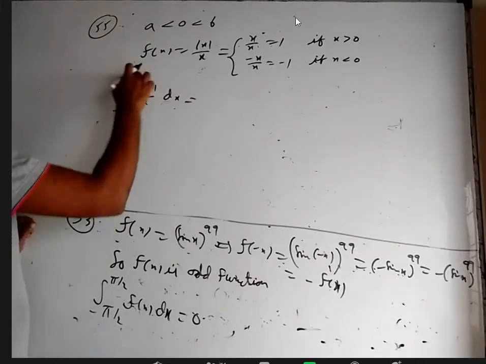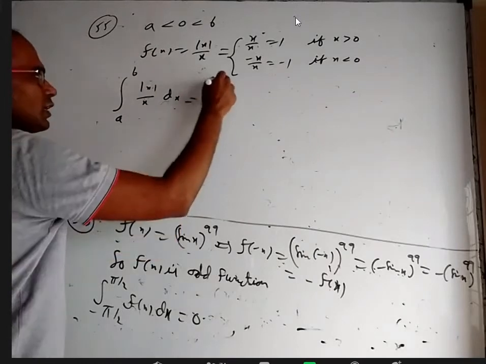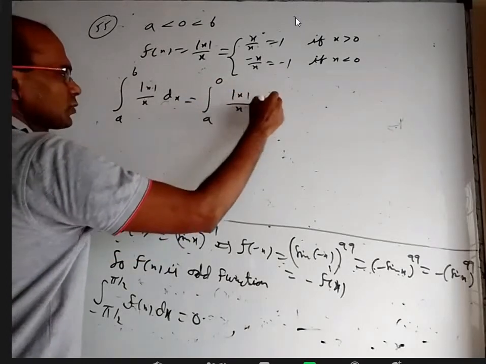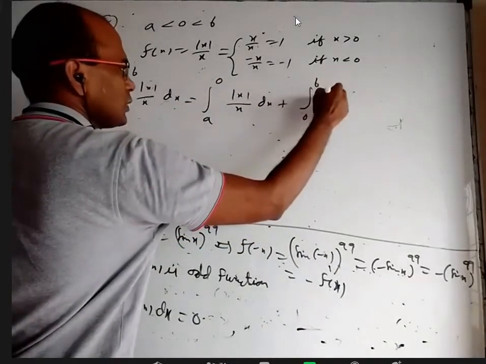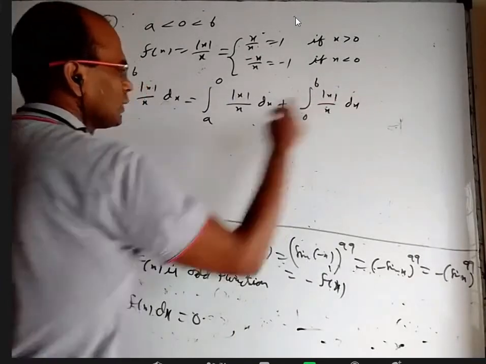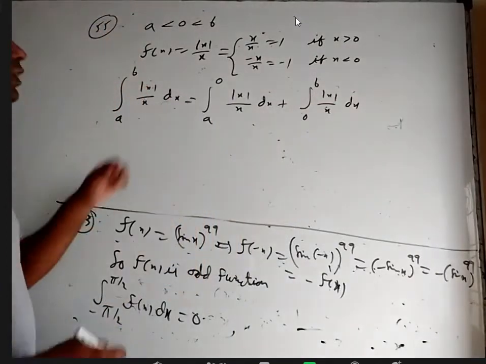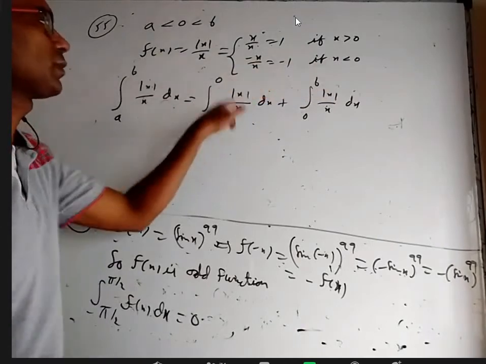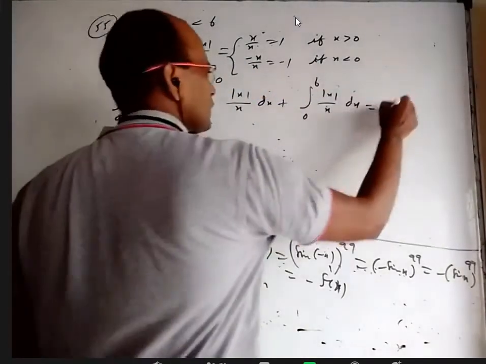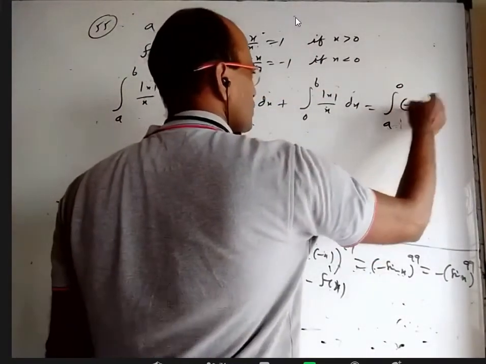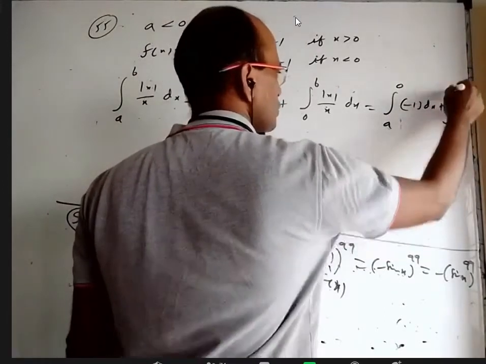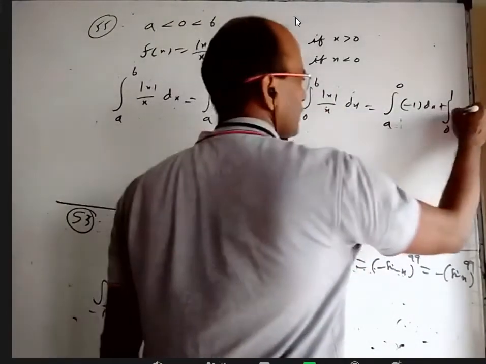So a is negative, b is positive, I have to break at 0. So I'm going to write the integral a to 0 of mod x by x, plus the integral 0 to b of mod x by x. Negative number to 0 means you are covering negative values, and whenever x is negative, f of x is minus 1. So this is going to be the integral a to 0 of minus 1 dx plus the integral 0 to b, this is positive, so it will be 1 dx.